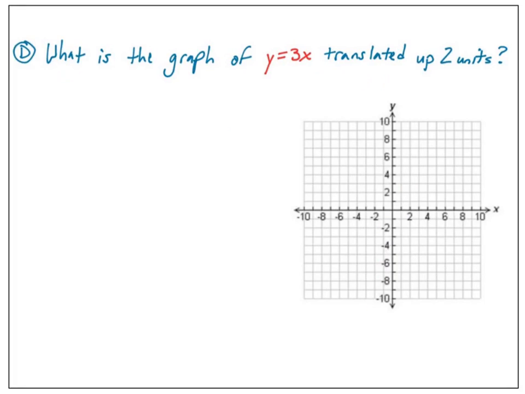All right, next. What is the graph of y equals 3x translated up 2 units? All right, so this is easy. If we're translated up 2 units, we know that we go from y equals 3x and we want to go up 2 units, so we're going to add 2. So we're looking to graph this equation. We start at 2, we're going to go up 3, right 1.